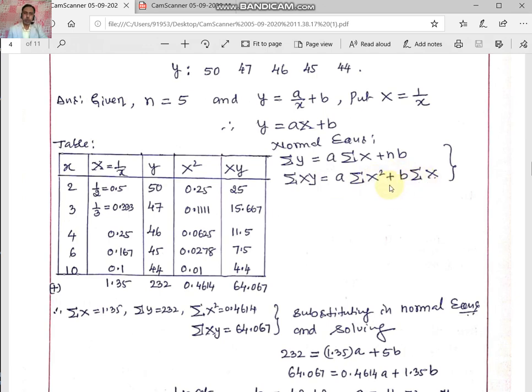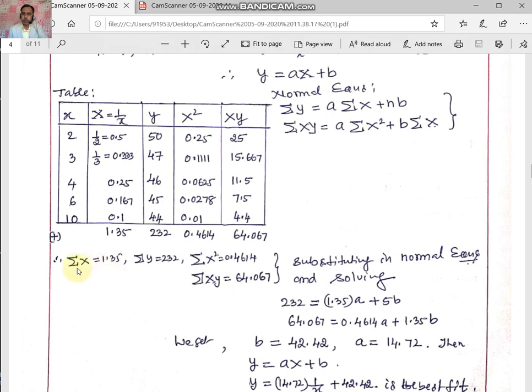X. So now we want to find these sums: sigma capital X, sigma y, sigma Xy, sigma X square. Then formulate the table. This is given x: 2, 3, 4, 6, 10, and we are changing this x to new x called capital X is equal to 1 by x. So find all capital X values like this, and this is the given y value, square of capital X values, product of capital X and y values, and sum it up.